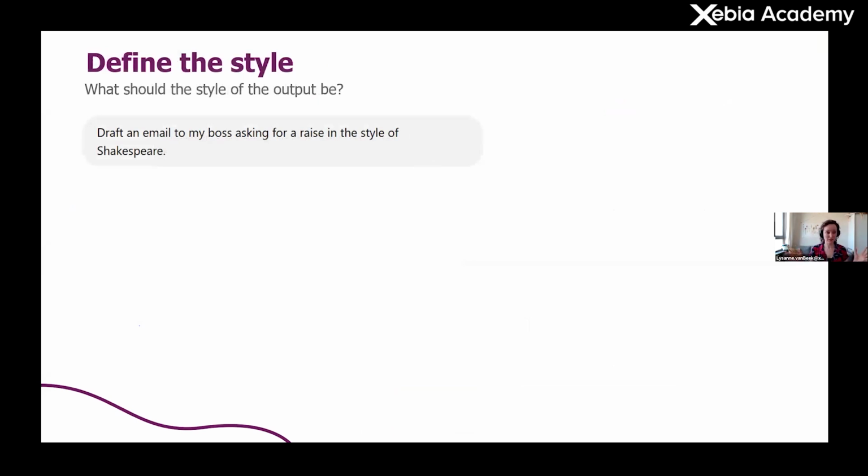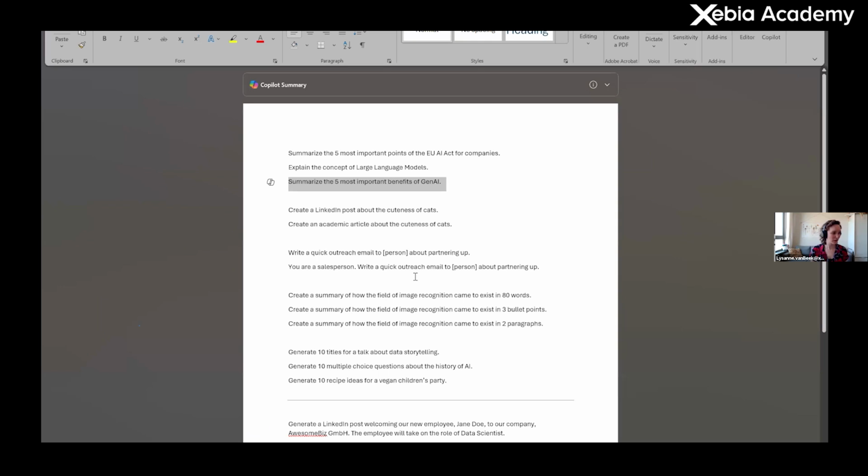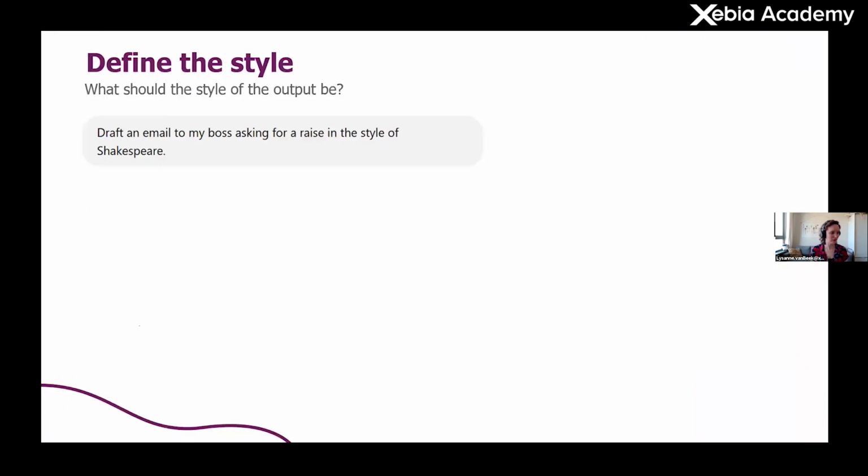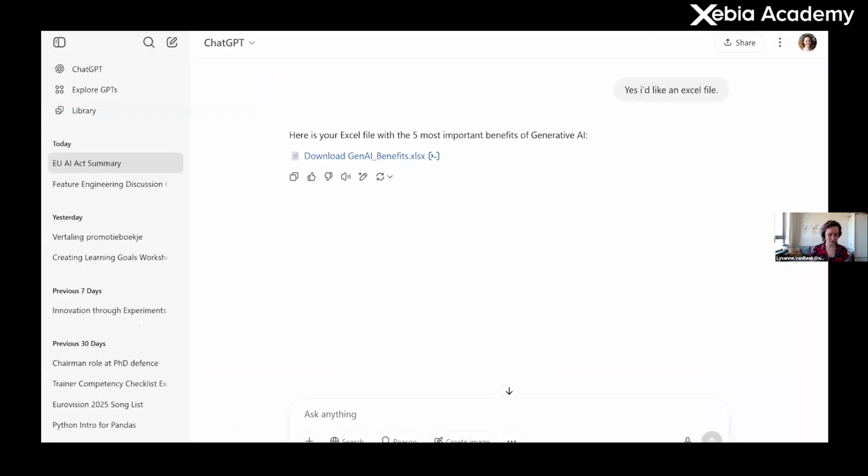Hey, another thing that we can use to influence the format is the style of the output. So I think always a funny one is draft an email to my boss asking for a raise in the style of Shakespeare. Maybe I'll try that one. Do I have that one? I don't have it. Draft an email to my boss in the style of Shakespeare.